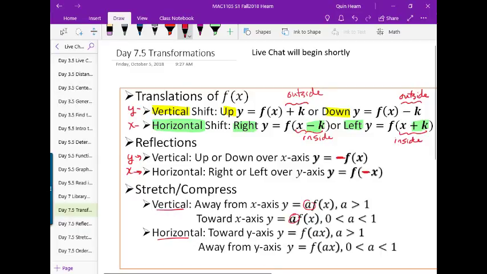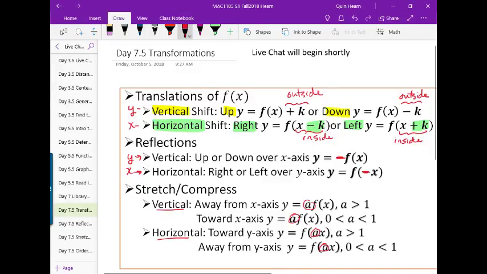And then whether it's a stretch or a compress just depends on if we're multiplying by a number bigger than 1 or a number smaller than 1. And then horizontal, it's a multiplier inside the function. And again, whether it compresses or stretches depends on the value of that number.